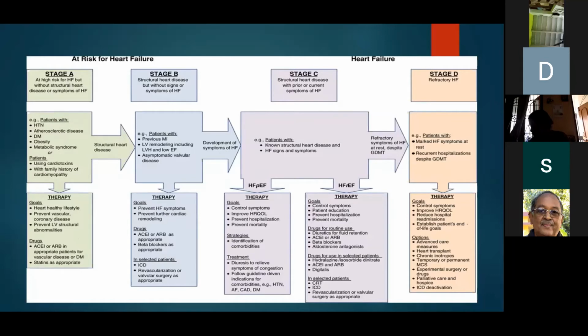And statins are appropriate. So stage A then moves on to stage B, where there is structural heart disease, but without signs or symptoms of heart failure. So, which category of patients belong to this? These are previous MI patients, LV remodeling, including LVH, and low ejection fraction.